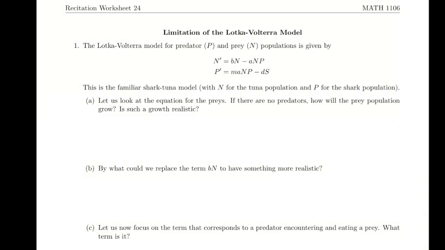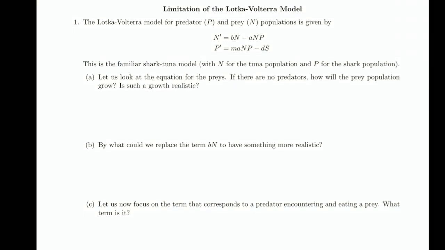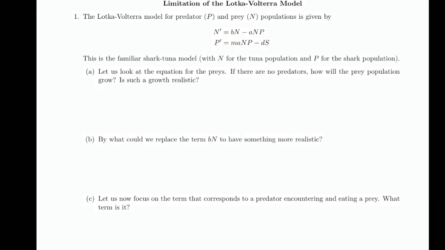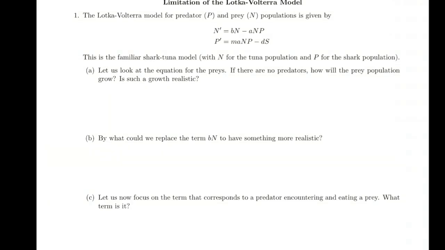So the general idea of this worksheet is that we'll go through the Lotka-Volterra model and examine some limitations of it, and then figure out ways in which to overcome those limitations. So the first part of the question is just identifying these limitations. So let's begin here. In part A, we're asked to look at the equation that describes the change in prey.